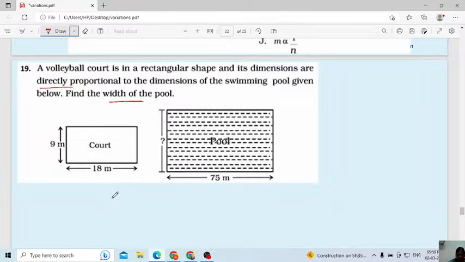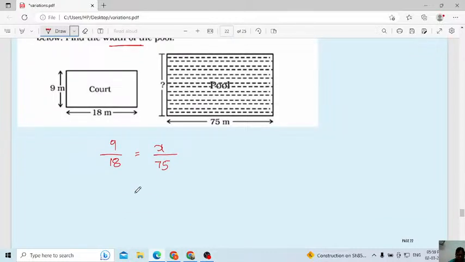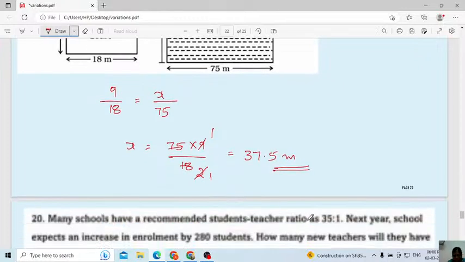Very good. 9 by 18 will be equal to x divided by 75. Then x will be equal to 75 into 9, divided by 18. 18 means 9 ones are, 9 twos are, then 2 ones are. This one, what is the value? 37.5. Easy question. Okay, next question.